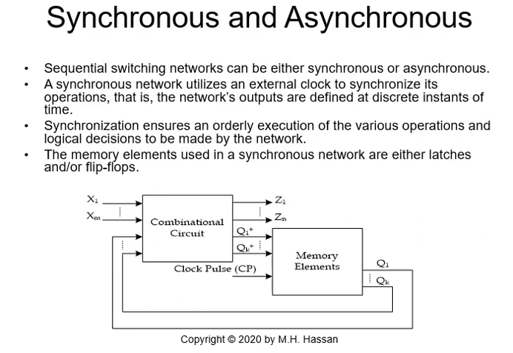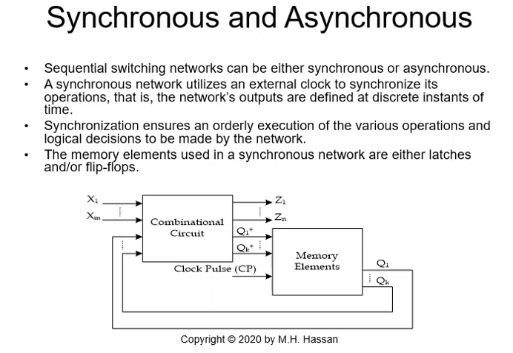Synchronous and asynchronous networks. Now, a sequential switching network can be either synchronous or asynchronous. A synchronous network utilizes an external clock to synchronize its operations. That is, the network outputs are defined at discrete instants of time. Synchronization ensures an orderly execution of the various operations and logical decisions to be made by the network. The memory elements used in a synchronous network are either latches or flip-flops.